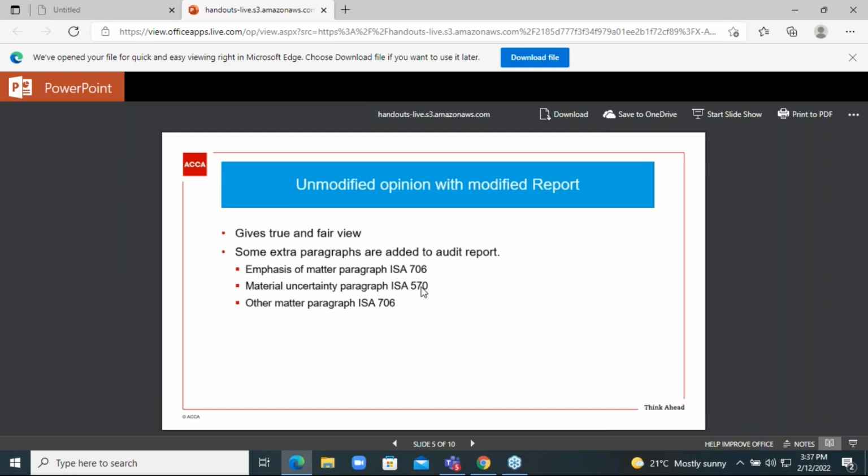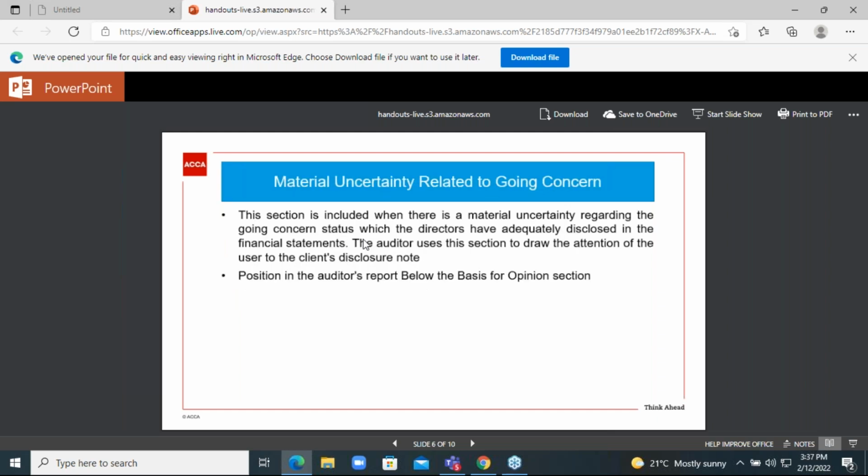Now, what are these paragraphs? First of all, you need to understand that there is no material misstatement. That is why the auditor gave the opinion that the financial statements give a true and fair view. Now, first of all, we are going to study material uncertainty related to going concern. This paragraph is used when there is a material uncertainty related to going concern.